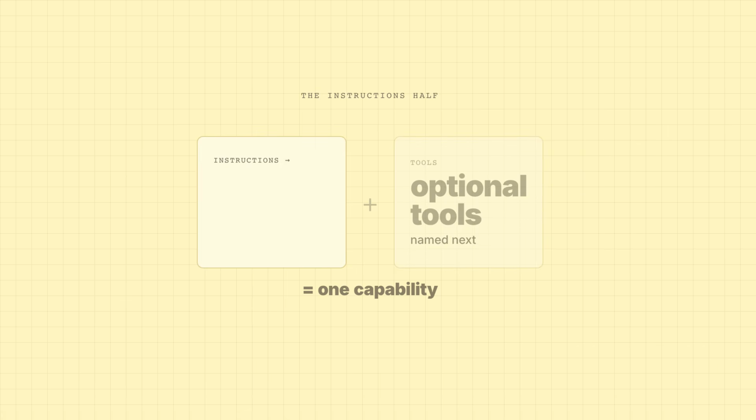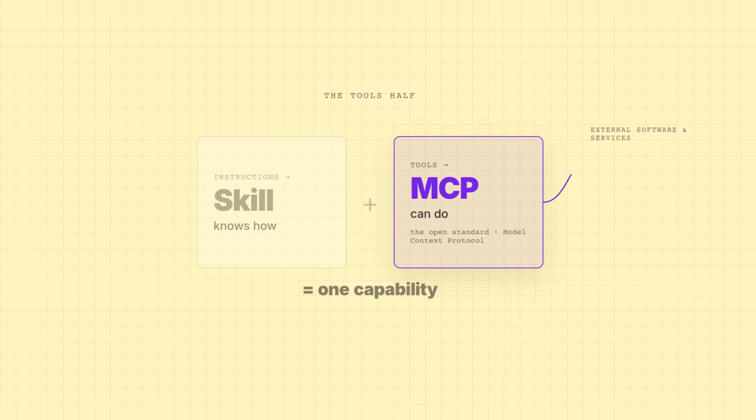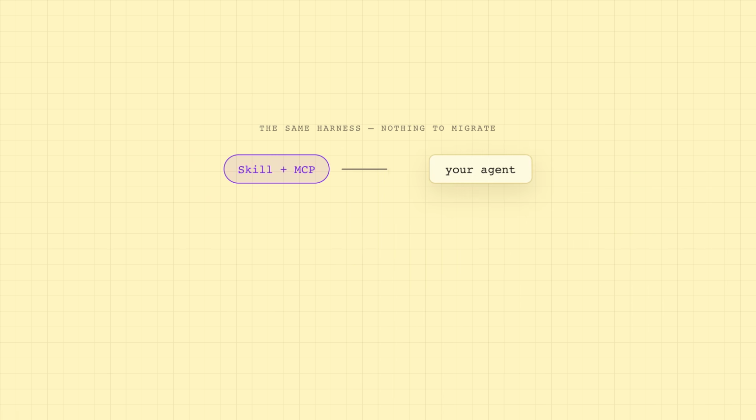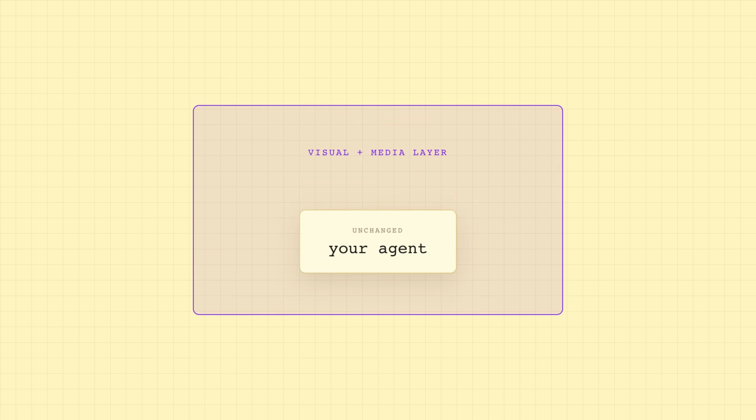The instructions are delivered as a skill. They teach the agent when and how to use a capability. The actual tools are only provided through MCP, the open standard that lets agents connect to external software and services. This structure is important because it works with the agent you already use. Claude Code remains Claude Code. Codex remains Codex. Qwen simply adds a new visual and media layer around it.